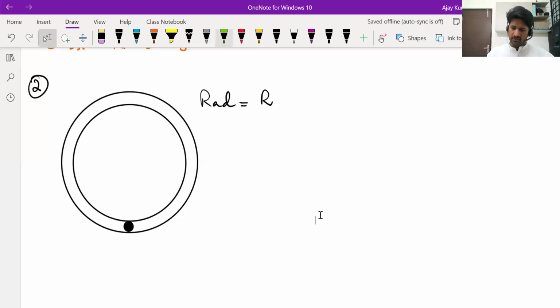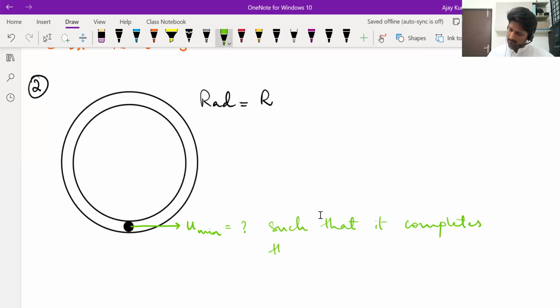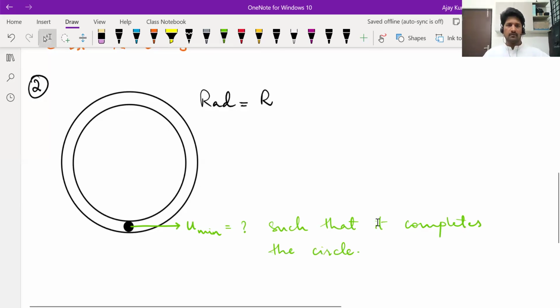I'll directly give you the question. The tube is fixed. Okay. Particle is movable. Find out the minimum speed that the particle must be given at the lowest point such that it completes the circle. Okay, think about it. Or solve this problem, all of you. I'll give you 2-3 minutes.